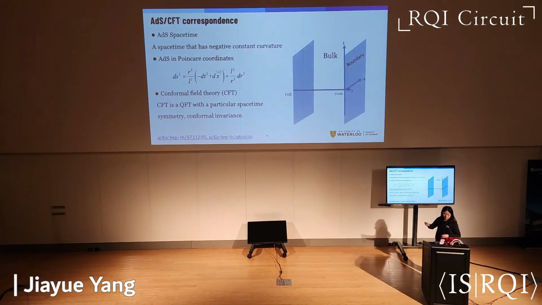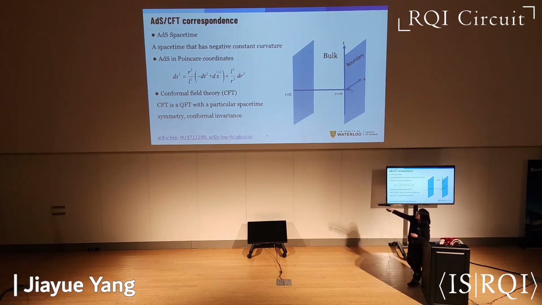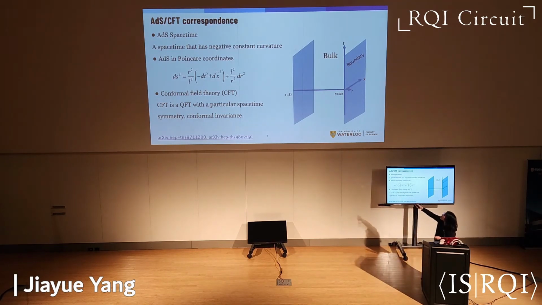And what is AdS/CFT correspondence? AdS is the anti-de Sitter spacetime. It is a spacetime that has negative cosmological constant. And in Poincare coordinates, this is a metric for the anti-de Sitter spacetime. And here, r is a radial direction, x is a spatial direction, and t is a time direction. And when r approaches infinity, it is our boundary of the AdS. And the conformal field theory is just a particular quantum field theory that is invariant under conformal transformation.